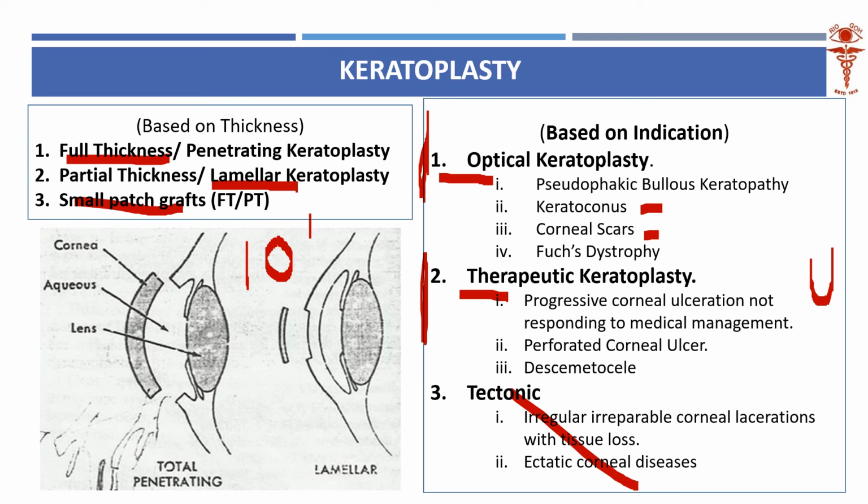In keratoconus, there will be a question which will ask you, what is DALK? DALK is deep anterior lamellar keratoplasty. So DALK is in a way not an optical keratoplasty, because it is not a full thickness optical keratoplasty. It is a partial thickness optical keratoplasty, and that is the advantage of DALK. So please remember this when you are questioned on keratoplasty.